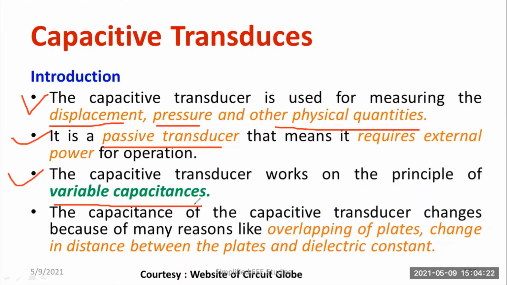You know, what are the factors which are affecting the capacitance? That point you have to know. Then only we can explain about capacitive transducers. The capacitance of the capacitive transducer changes because of the following factors, like overlapping of the plates. If overlapping of the plates happens, the area also gets changed. Second one, the change of the distance between the plates. That also matters a lot. As the distance changes, capacitance varies. And also the dielectric constant has an inevitable role in the case of capacitance.